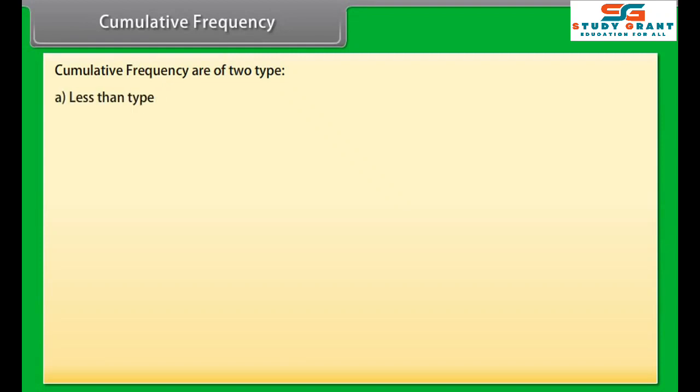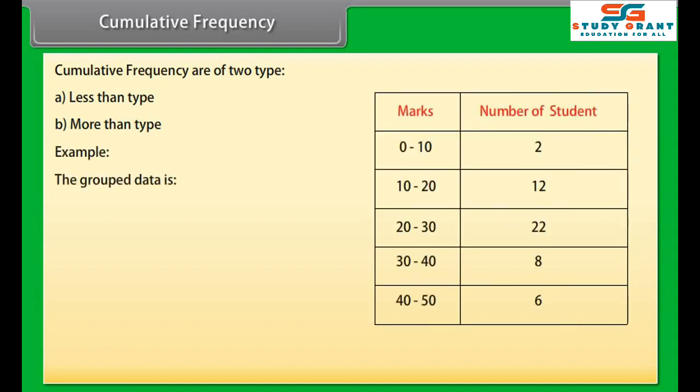A. Less than type. B. More than type. Let us understand it with example. The grouped data is, for marks 0 to 10, number of students are 2. For marks 10 to 20, number of students are 12. For marks 20 to 30, number of students are 22. For marks 30 to 40, number of students are 8. For marks 40 to 50, number of students are 6.